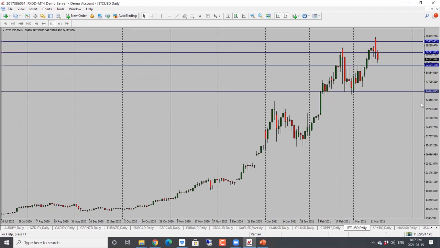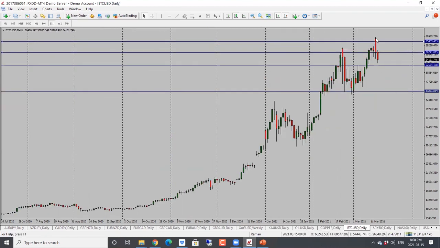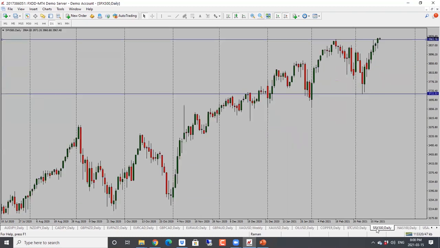Bitcoin here, Bitcoin did well on the weekend, I should say. And on Sunday though and Monday, it has dropped here. So bias here actually is bearish for this one. We have a nice bearish candle close, so looking for a drop towards 52,500. So bearish bias for Bitcoin.